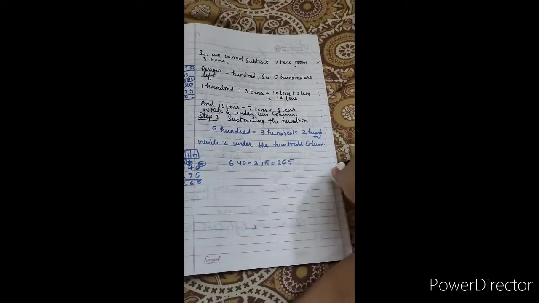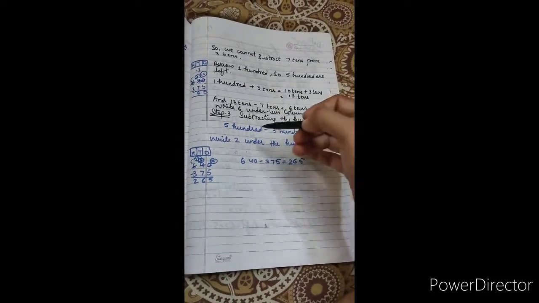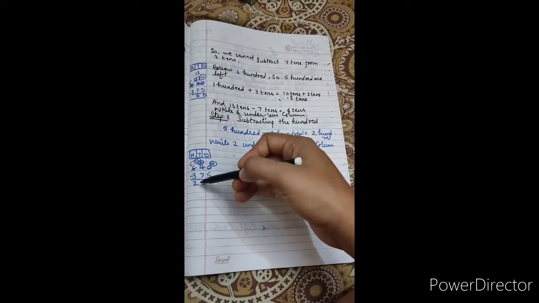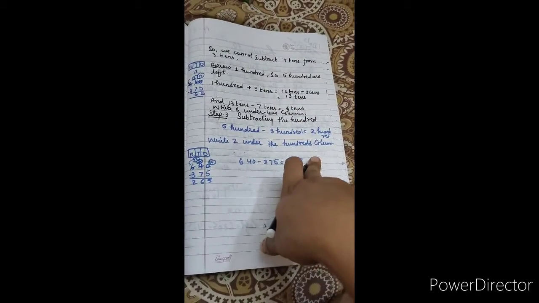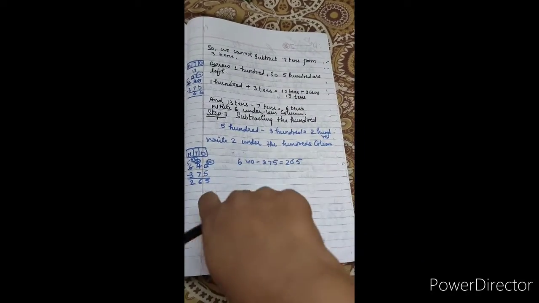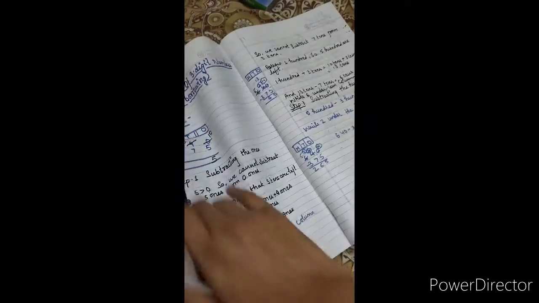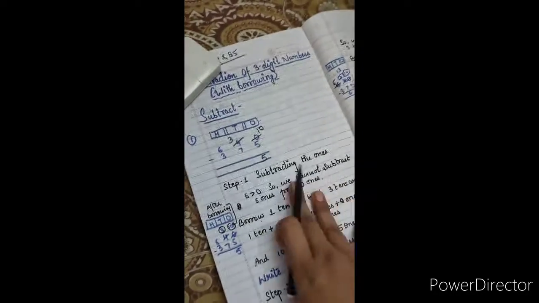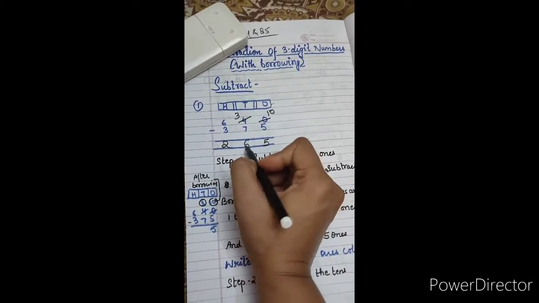Now step 3 is subtracting the hundreds. So 500 minus 300 becomes 200. Write the 2 under the hundreds column. So 640 minus 375 becomes 265, right? So here we write 265.